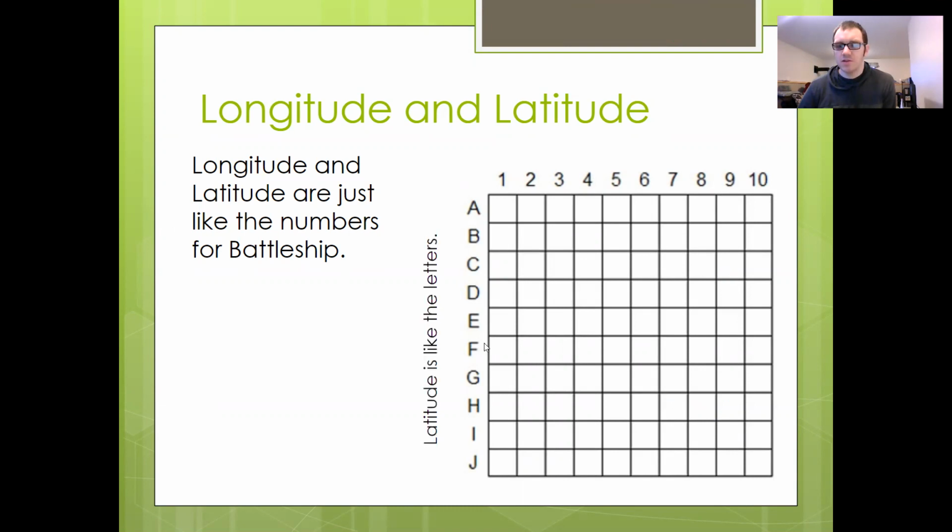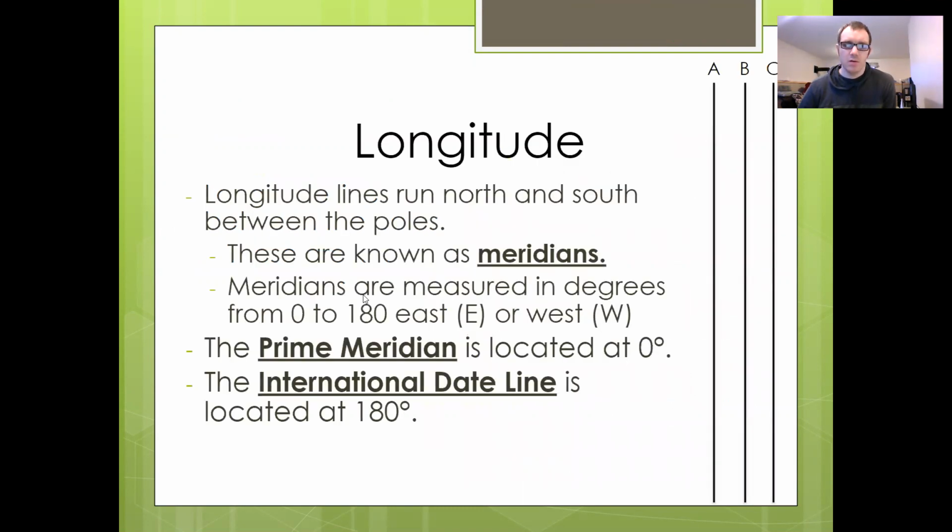Well, when you think about it, latitude is like the letters. They go across the map, right? And longitude is like the numbers. They go down the map. And so, when we talk about longitude and latitude, we're really looking at how we are looking at the map and where we are trying to find points within that map.